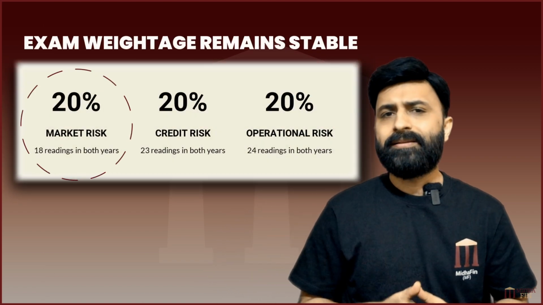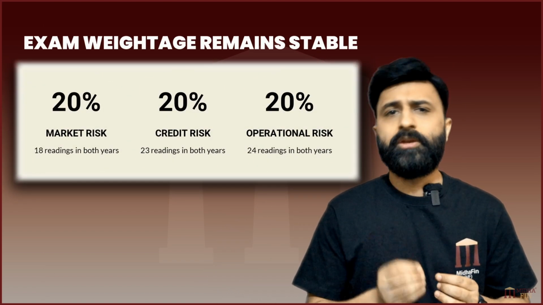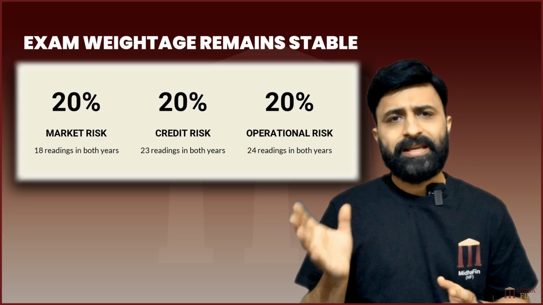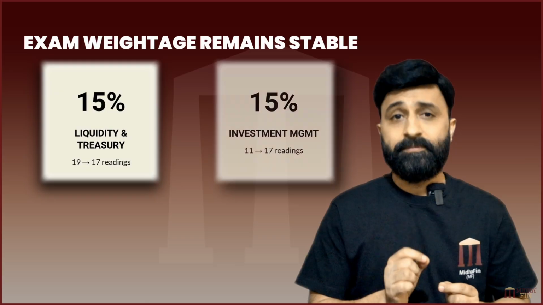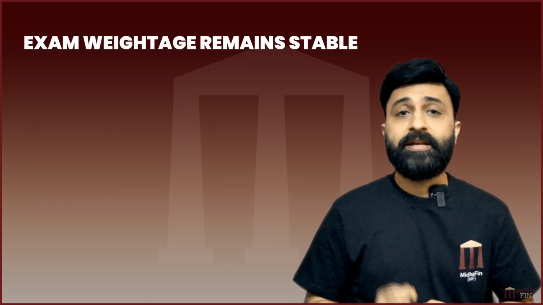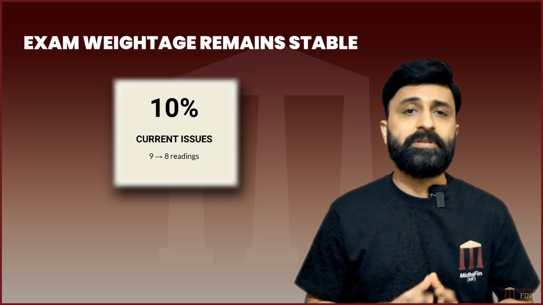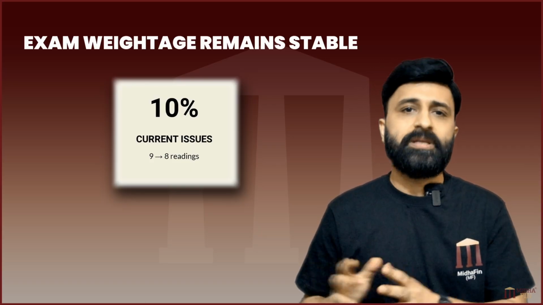An important point is that the exam weightage remains exactly the same for 2026. Market risk, credit risk, and operational risk, all these three modules continue to carry 20% weight each. LTR, liquidity and treasury risk management, and IM, investment management, both remain at 15% each, and current issues stays at 10%. So there is no change at all in how the weights are distributed across the subjects.